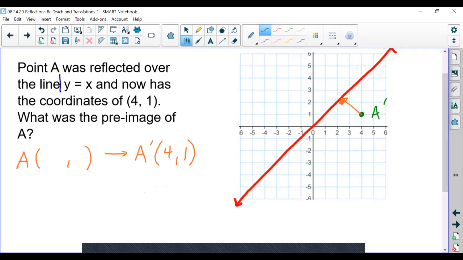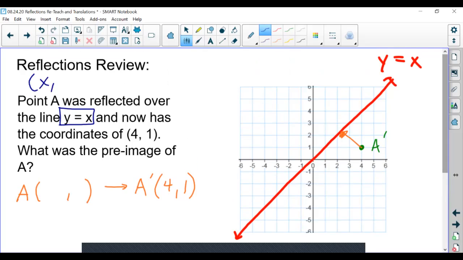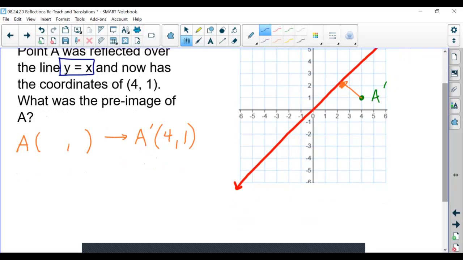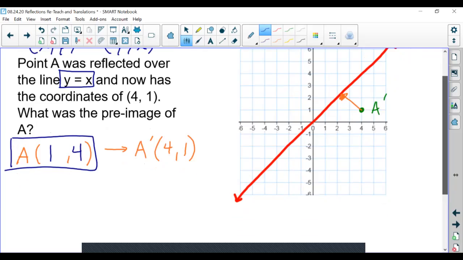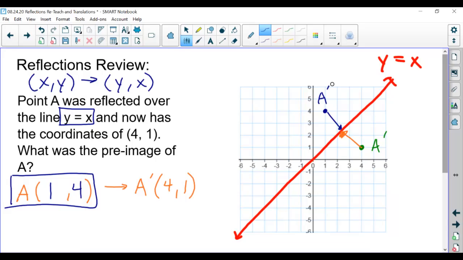If we're going across the line y equals x, this rule is going to go (x, y) goes to (y, x). When you're reflecting across the line y equals x, x and y just flip spots. So here, if we end at 4, 1, we had to have started at 1, 4. And let's see this on the graph. Okay. If we go over 1 and up 4 and draw our line to our axis of symmetry, we can kind of see that we have that reflection there. Okay. So, oops, not A prime, A.